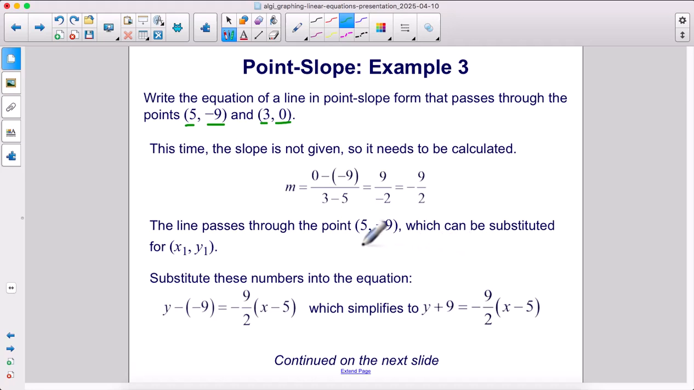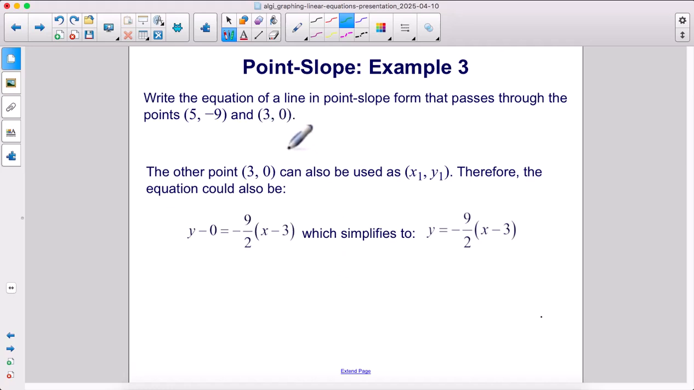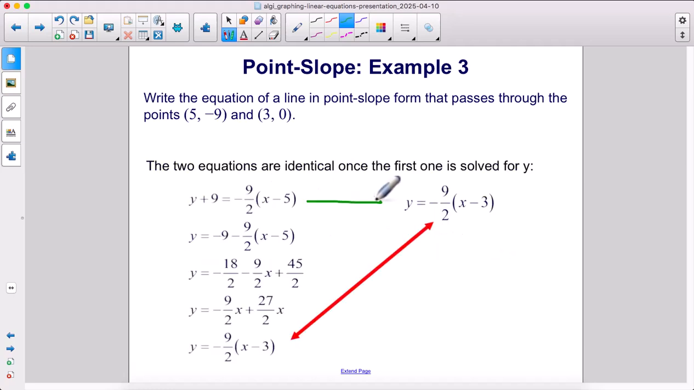The line passes through the point 5, negative 9, which is going to be substituted into the equation for x1 and y1. So we put those values in for x1 and y1, and then we put in the slope, and we can simplify this to y plus 9 equals negative 9 halves times x minus 5. The other point, 3, 0, can also be used as your x1, y1 points. Therefore, the equation could also be written like this, which simplifies to this version here. These two equations are identical once you solve them both for y.